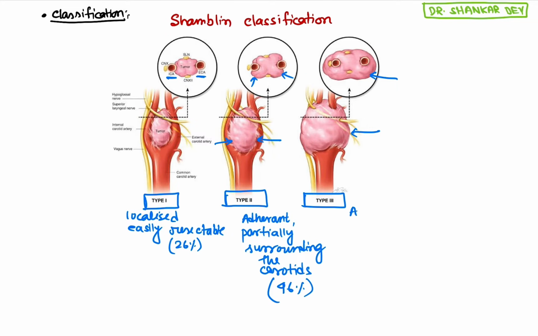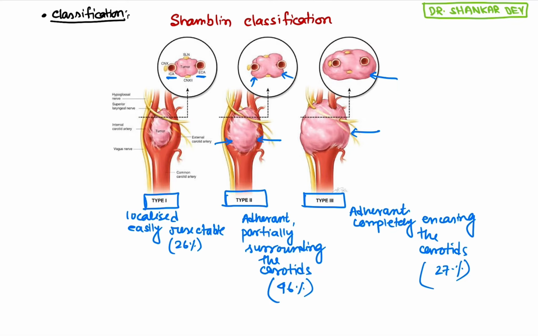And see the type 3, it completely encases the carotid. It is adherent, and not partially, it is fully, completely encasing the carotids. So this is type 3 tumor, completely encasing the carotid arteries. It is seen in 27% cases. So type 1 is localized, easily resectable. Type 2 is partially surrounding the carotid arteries, and type 3 is completely surrounding the carotid arteries. Type 1 is easily resectable, not adherent. Type 2 and 3 are adherent.